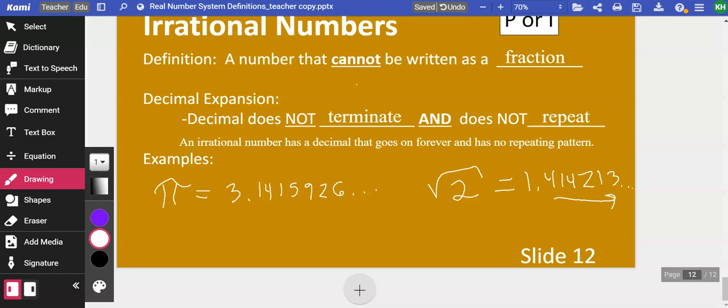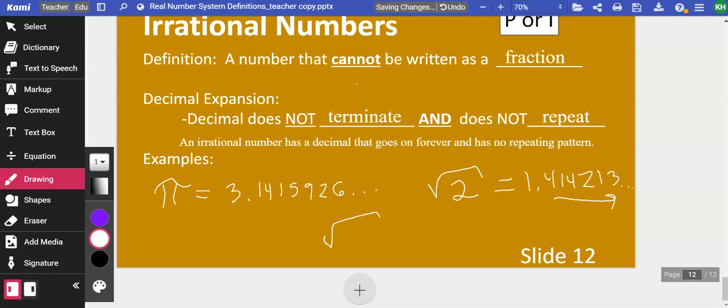Something like the square root of 25 is not going to be irrational because the square root of 25 equals 5 or negative 5. There's not a decimal on 5 that goes on forever and has no pattern. So if you take the square root of a perfect square, it's not going to be irrational. But if you take the square root of any number that is not a perfect square, then it will be irrational. Let me give you another example.